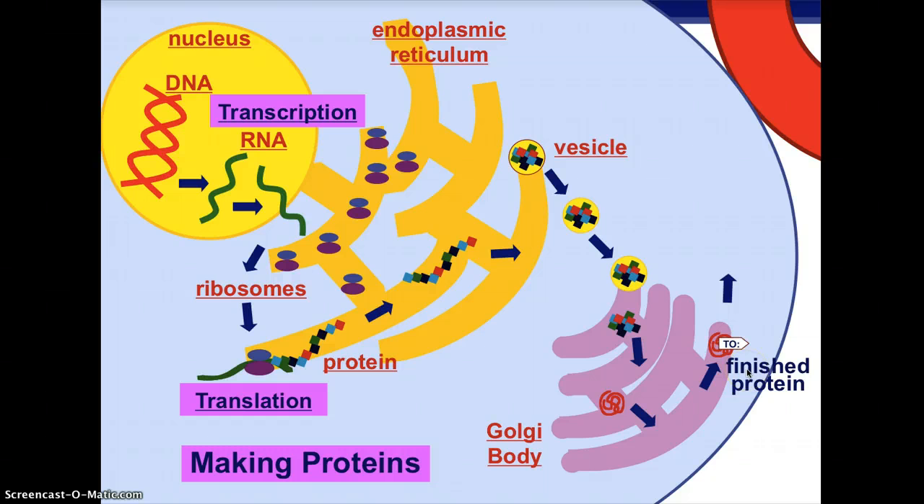And that finished protein is going to travel via vesicle out of the cell and into, up here, the bloodstream. So the final destination of this protein is to travel through the blood to somewhere else in the body. The protein is on its way. Hooray!